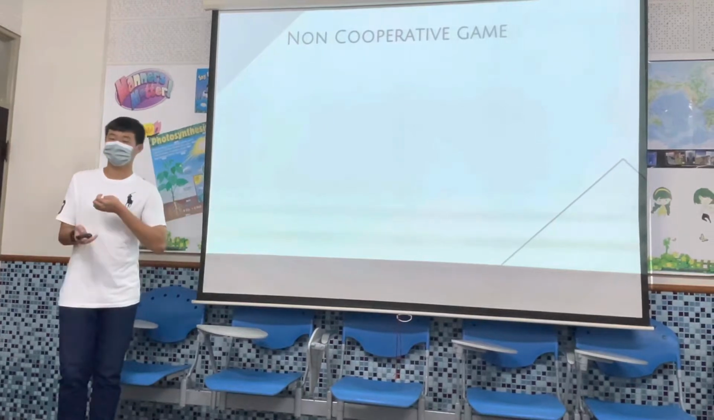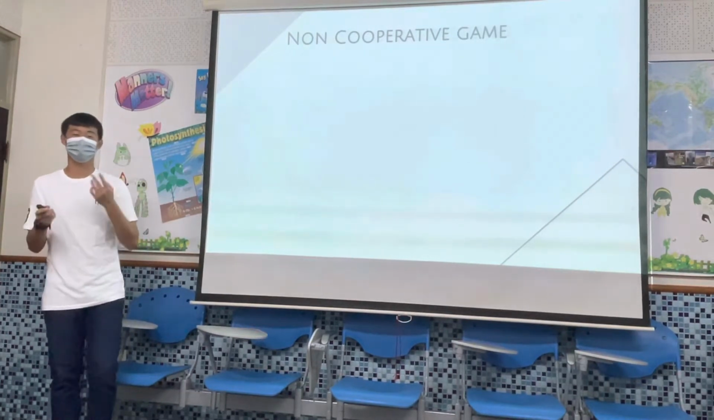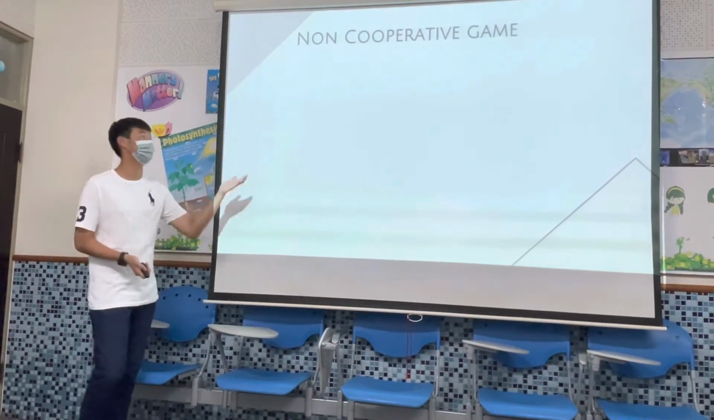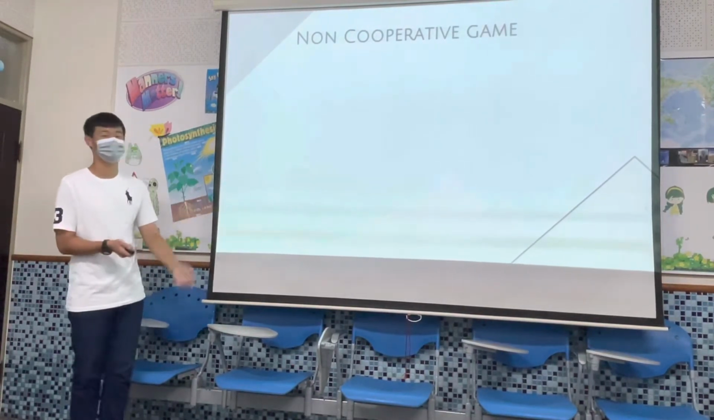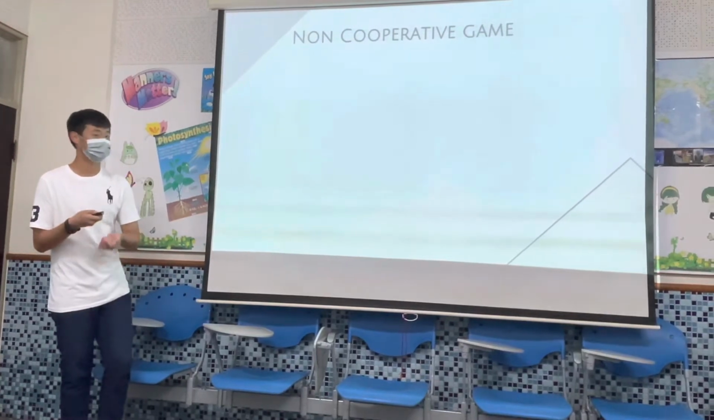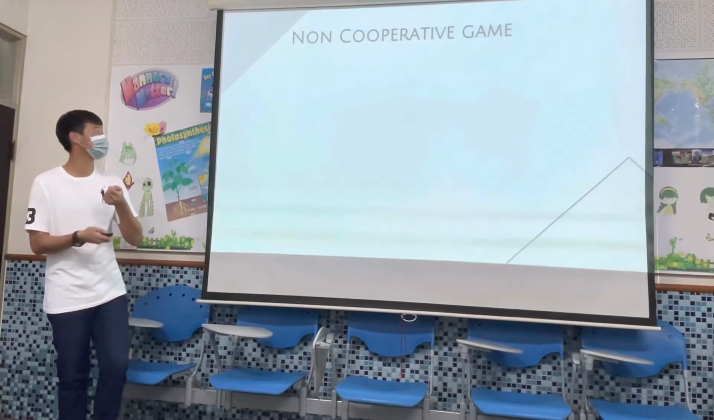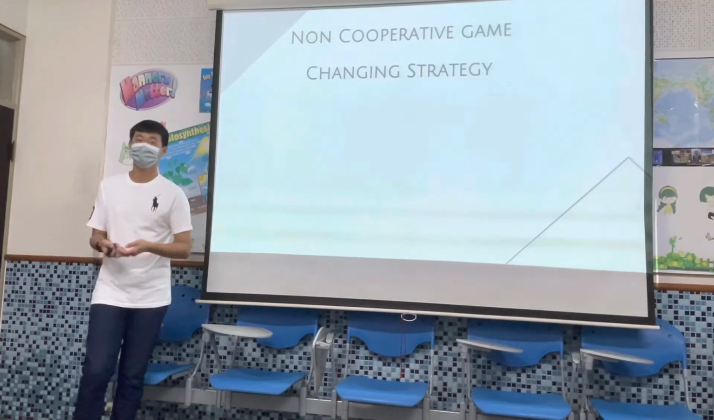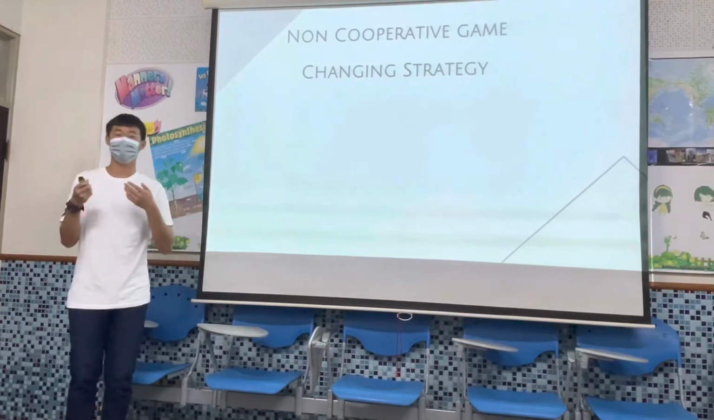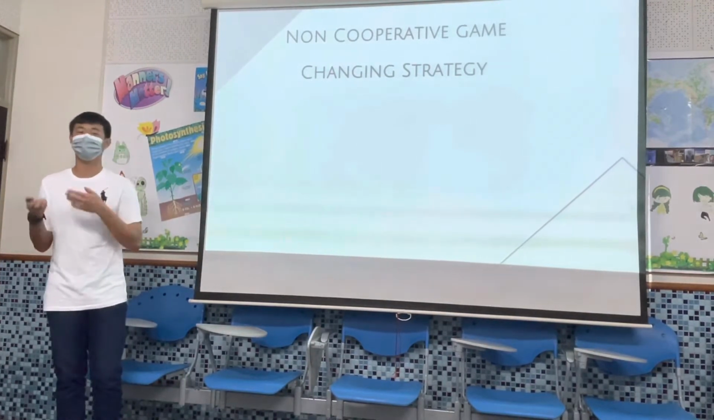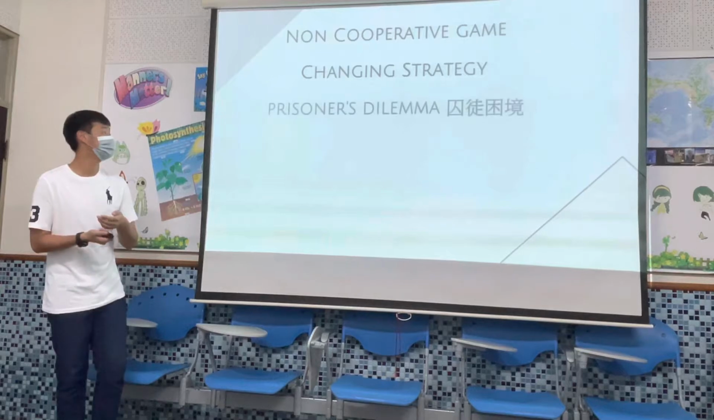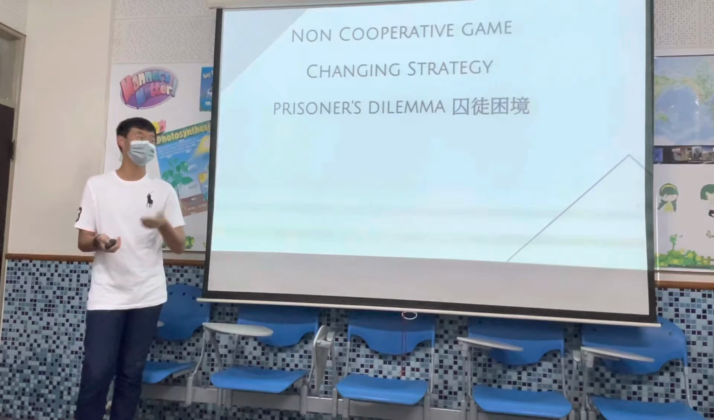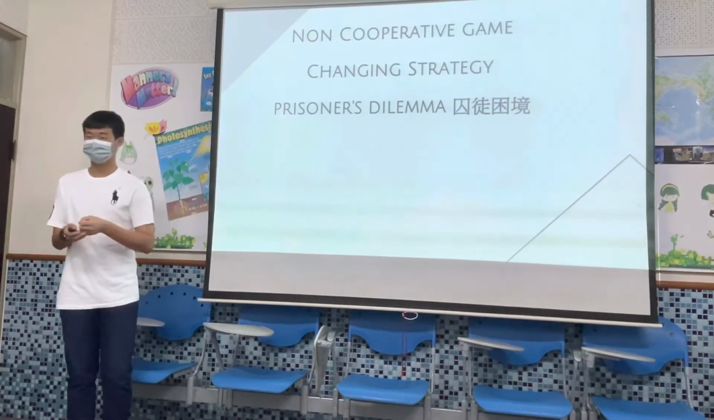Okay, there are two kinds of games. One is a cooperative game, and the other is a non-cooperative game, and I'll talk about the latter today. And next is the Nash equilibrium, which is about how to change your strategy to get the best benefits in a game. And the most classic example of a Nash equilibrium is called the prisoner's dilemma.